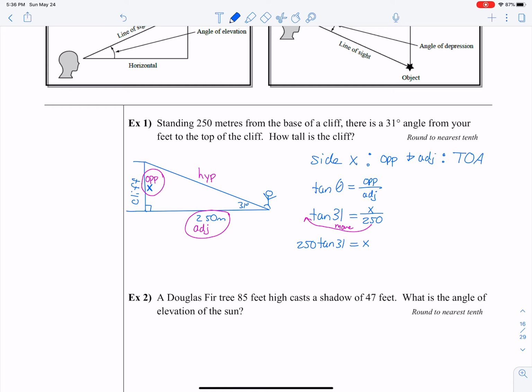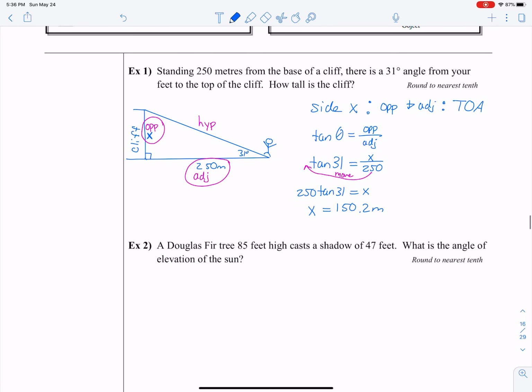Then I can put that in my calculator: 250 times tan of 31. So I get x is equal to 150.2 meters. I used one decimal place because here it says round to the nearest tenth. And because this is a word problem, I'm going to write my sentence. The cliff is 150.2 meters tall. And that's my final answer for this question.